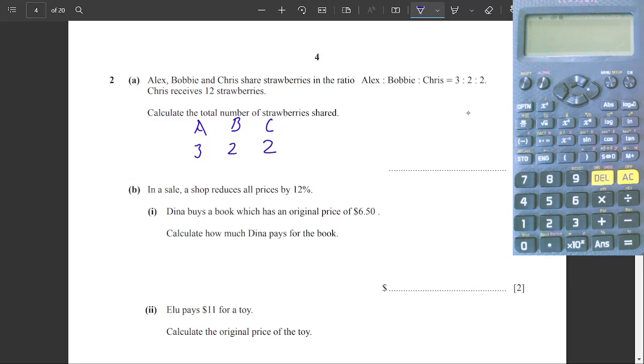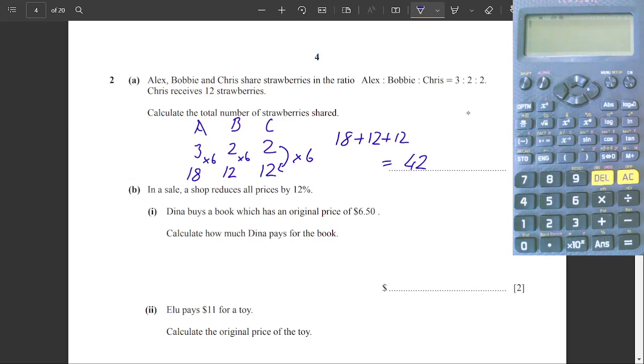Then it tells us Chris received 12 strawberries. So in fact, he doesn't just get 2, he gets 12, which means he gets 6 times more. Right, because the ratio between Bobby and Chris is the same, we multiply that by 6. Bobby also gets 12, but Alex, we multiply that by 6, gets 18. So what is the total number of strawberries shared? Of course, it is 18 plus 12 plus 12.